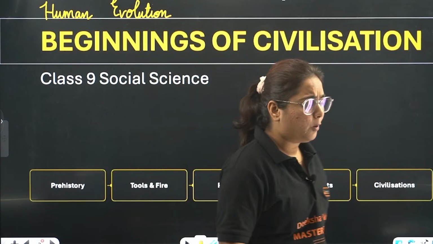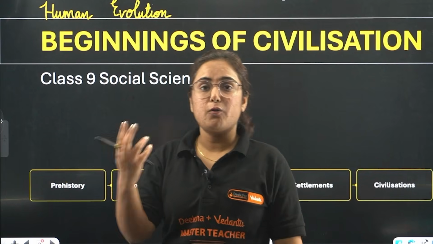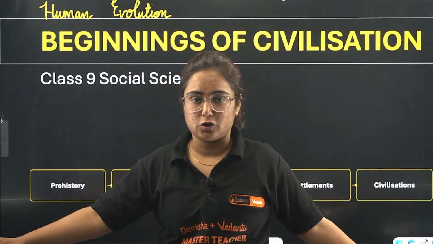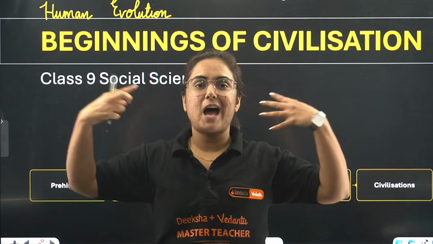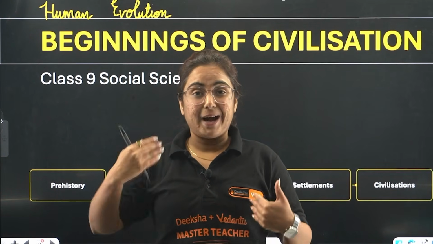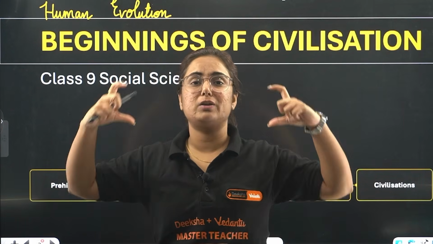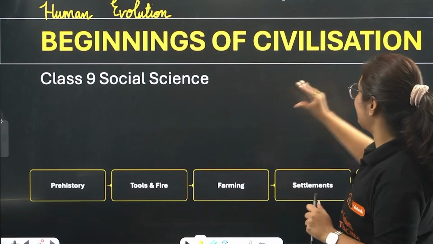Yes, so that process of evolution was not a process of a single day, single year or a decade, or a century, not at all. It took millions of years to evolve as humans, as straight standing humans as we are. The mind that has developed is the result of millions of years, and that human evolution we are going to study in this chapter.